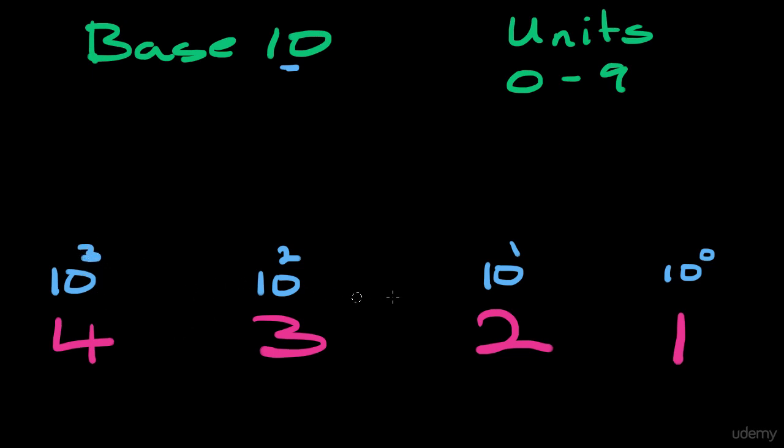This pattern that you're looking at here is consistent for all of the different numbering systems. The only difference is what is the base. So if the base was some other number, the column value would be that base number to the power of these particular exponents that you're looking at here.